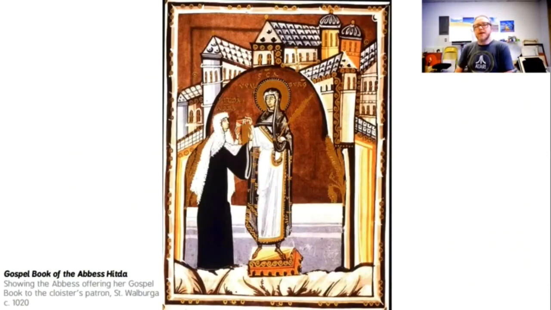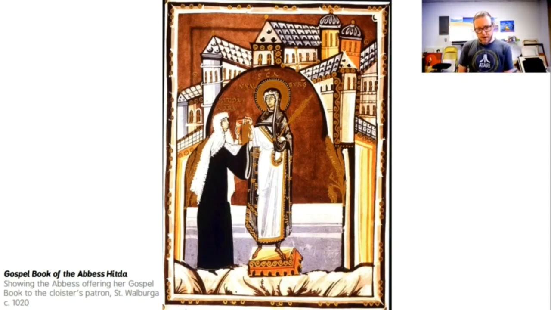So, as an illustration of this, here is the first page of the gospel book of the abbess Hitda that shows the abbess offering this gospel. It's interesting. She's holding the book that we would be holding if we were looking at this page and offering it to the cloister's patron, St. Walburga. And her convent is pictured there in the background.